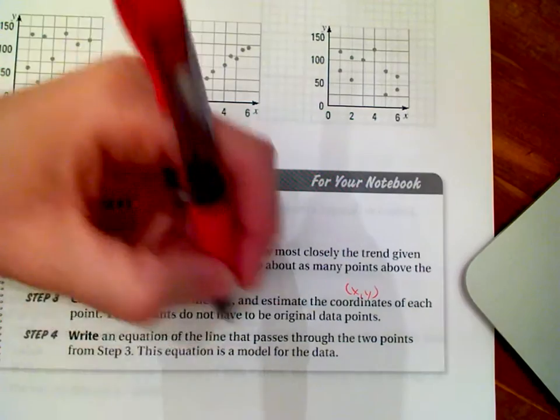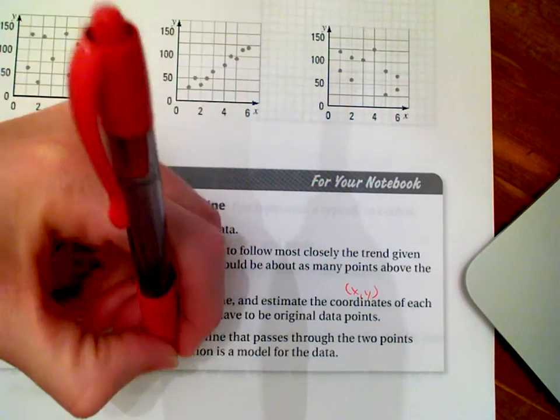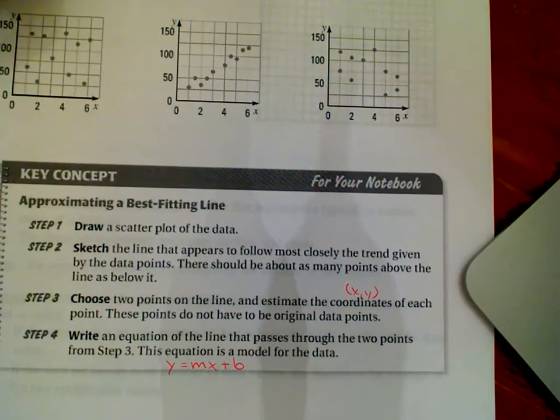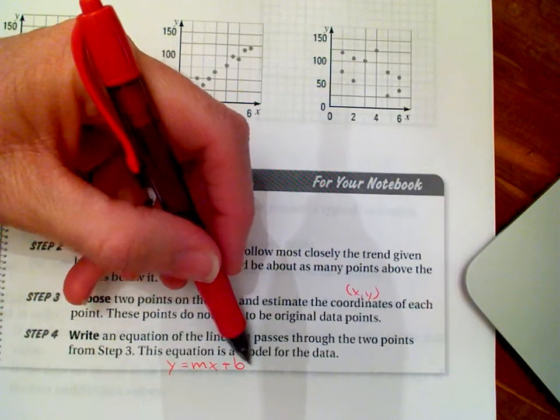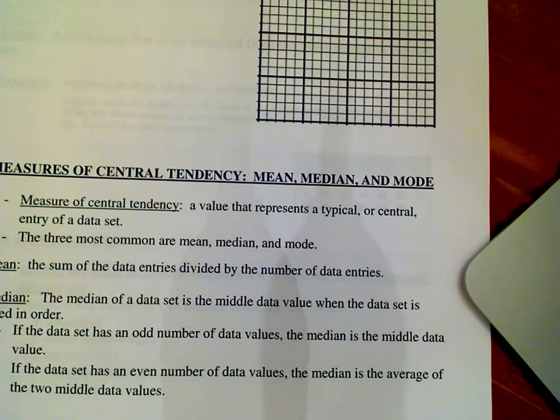Now, the easiest form to work with when you're working with a line is slope-intercept form, which is y equals mx plus b. And we talked about this back in chapter 2, where m is your slope and b is your y-intercept. So let's look at the next page and do an example together.